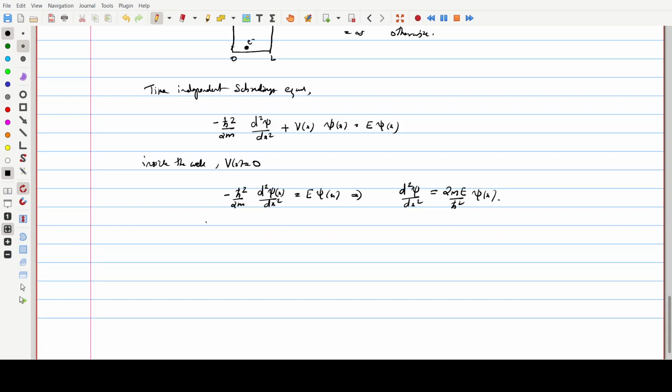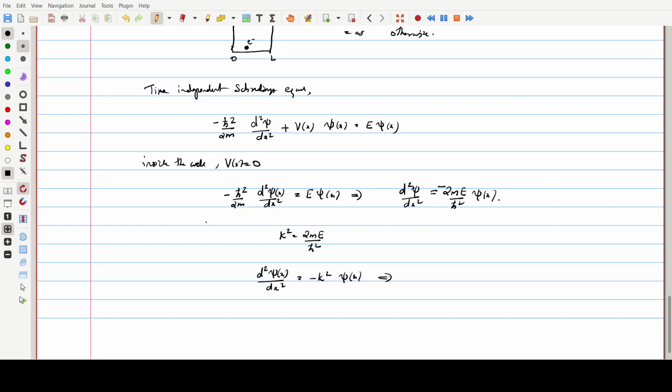Okay, but there should be a minus sign. Now hereafter I am going to denote 2mE by h bar squared as k squared, and therefore this differential equation becomes d squared psi of x by dx squared is equal to minus k squared psi of x. Now this is a very familiar differential equation.